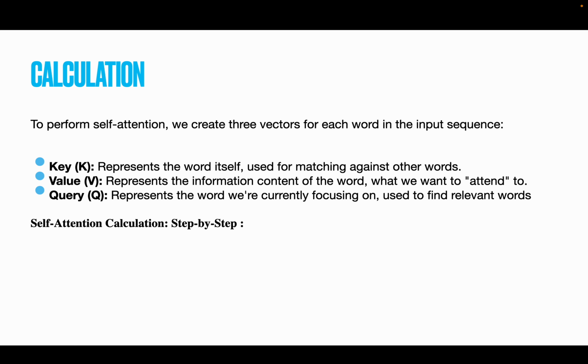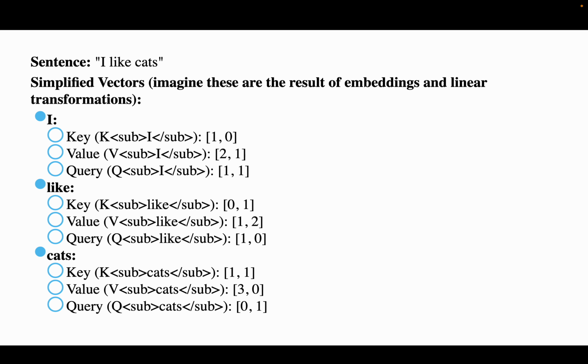Value represents the information that is the content of the word. The word, how much information it's containing. Okay. And what we want to attend to is the query itself, the word we are currently focusing on for the calculation, to find the relevant words. We will understand it. Let's see.